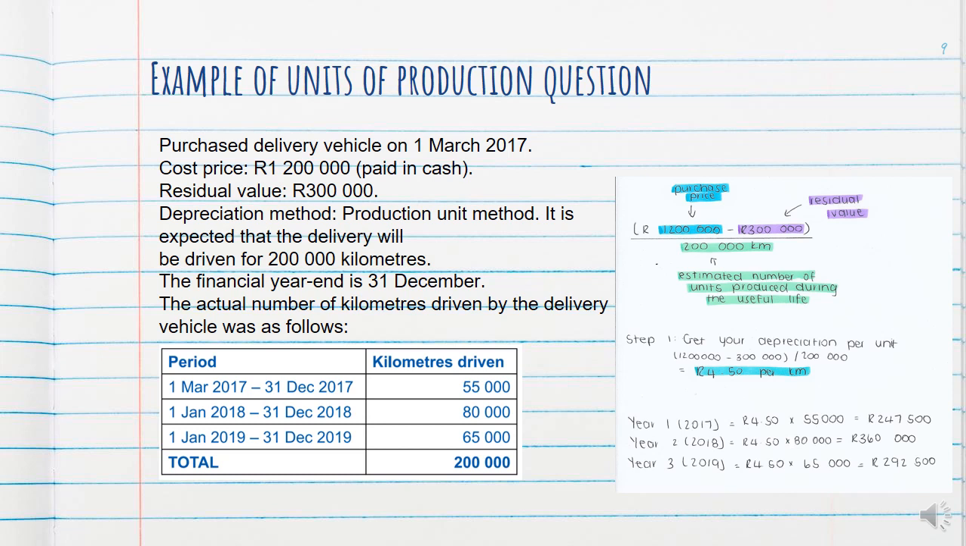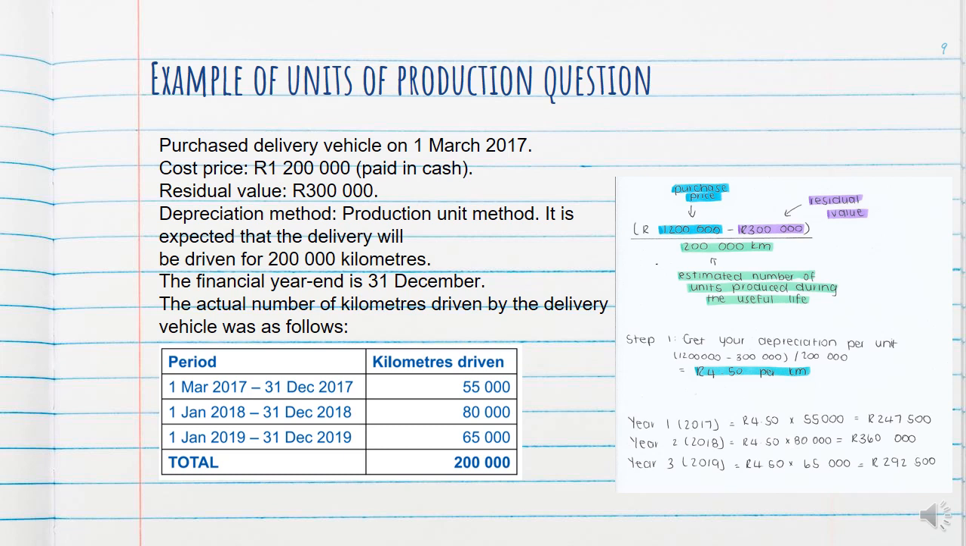And then we have been told here that we use the units of production method, and that we expect that the car will be driven for 200,000 kilometers before we sell it. And then we just have the financial year, and then we have been given a table with the amount of kilometers that have been driven at the end of every year.